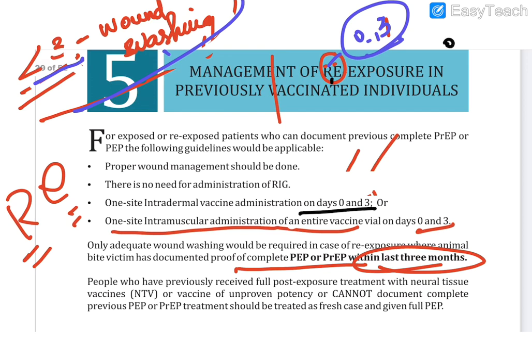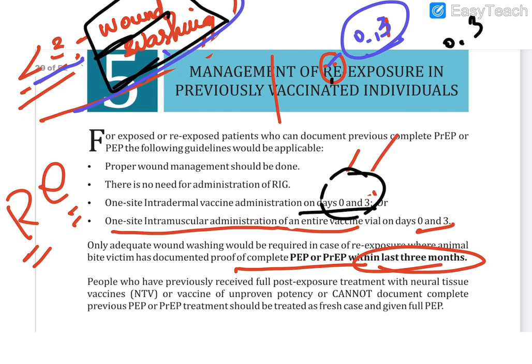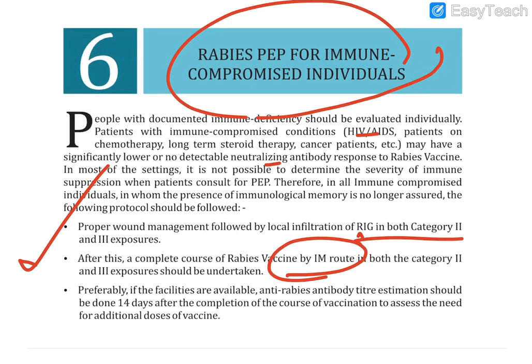For re-exposure there are two situations, so 0 and 3. If the re-exposure is within 3 months after the post-exposure prophylaxis and there is a bite, wound washing is sufficient, vaccination is not needed. If it is more than 3 months, you have to go on day 0 and day 3.